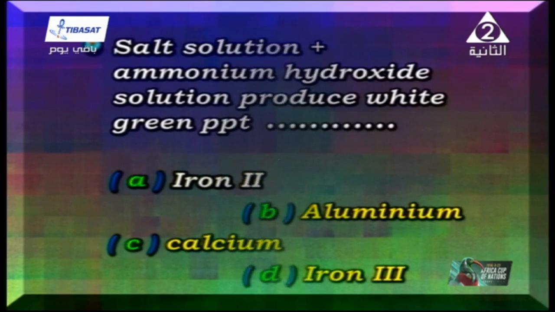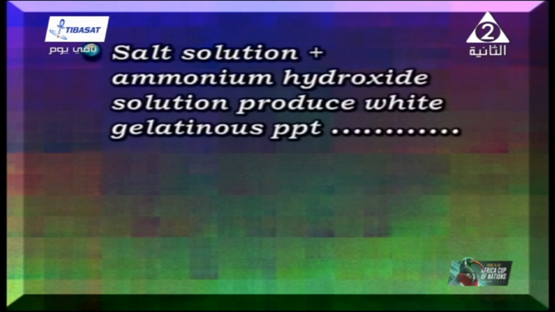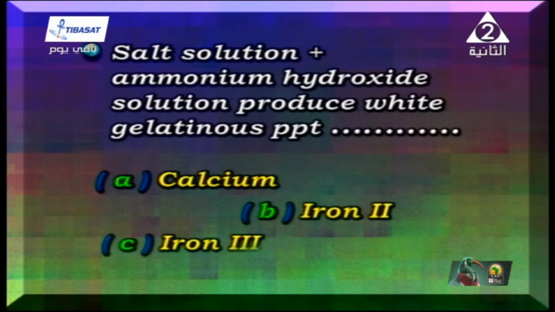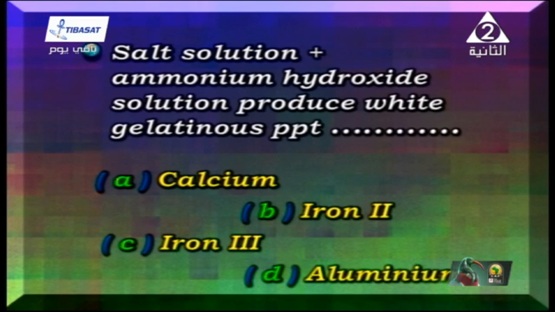Next point, salt solution plus ammonium hydroxide solution produces a white gelatinous precipitate. Is it calcium, iron 2, iron 3, or aluminum? If you think about it, yes, the answer will be aluminum. This is due to the formation of aluminum hydroxide, which is a white gelatinous precipitate.